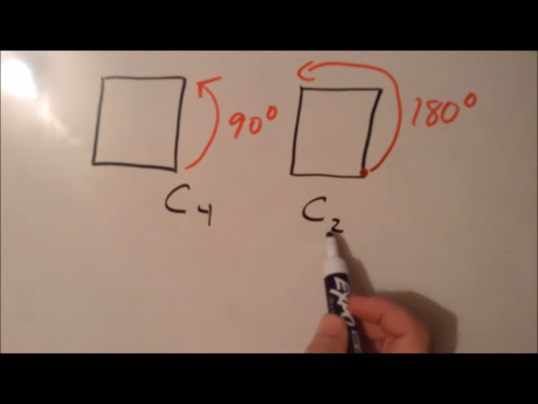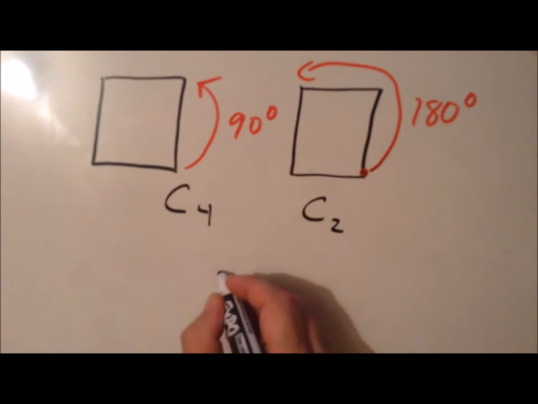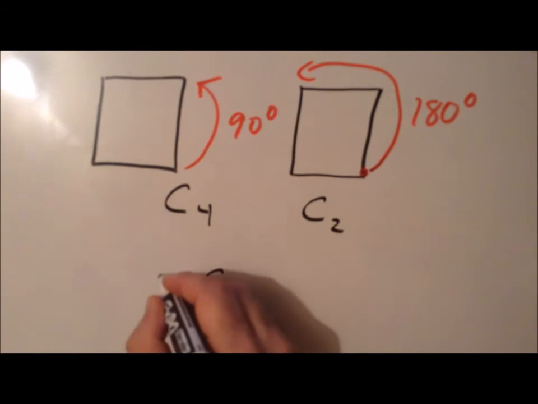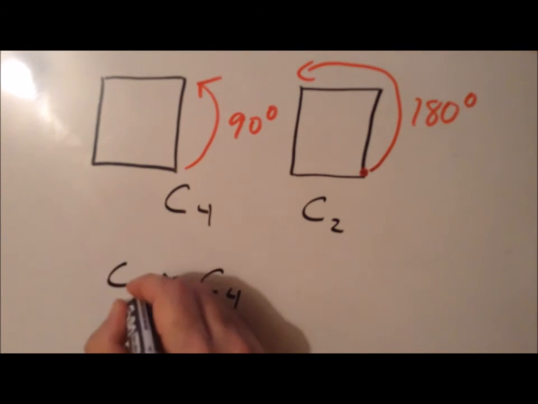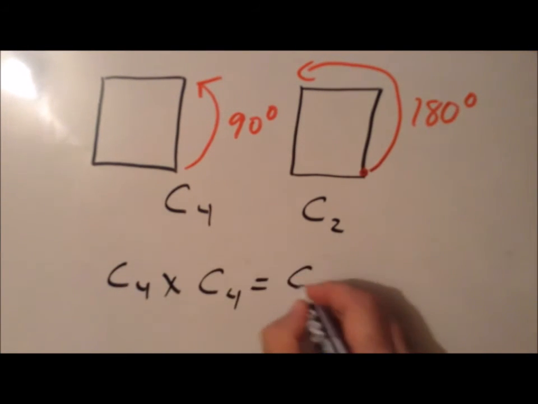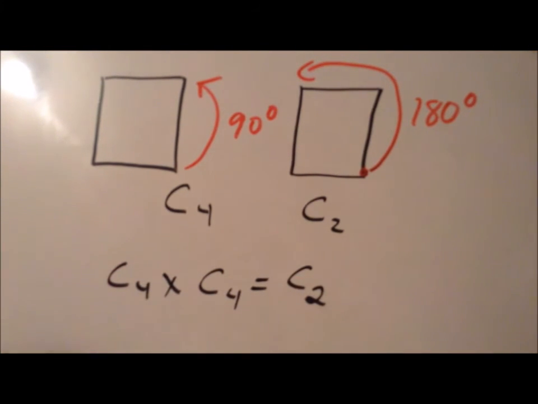So one way to write this mathematically is C4 times C4 equals C2, if we're talking about a square. So we notice that a square has a C4 operation and a C2 operation. But it also has other rotations available.